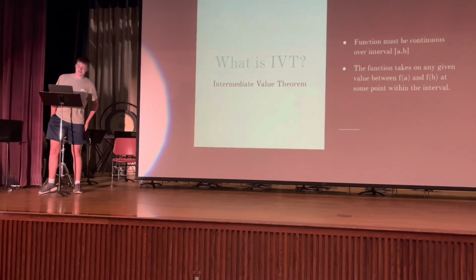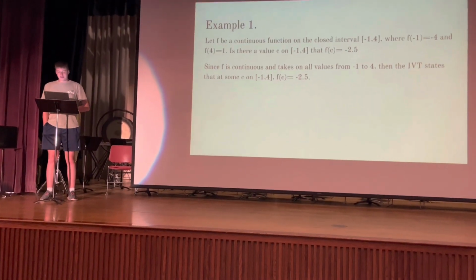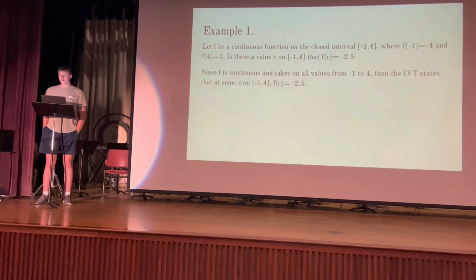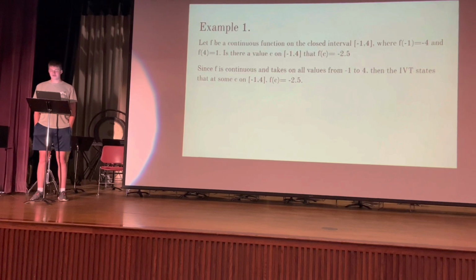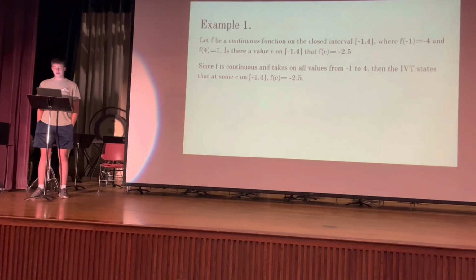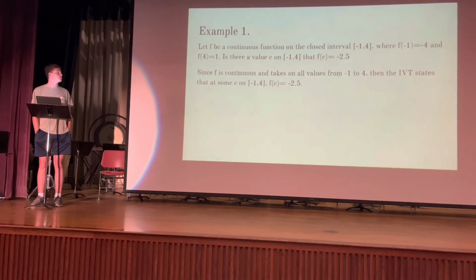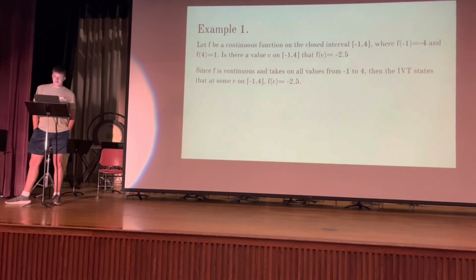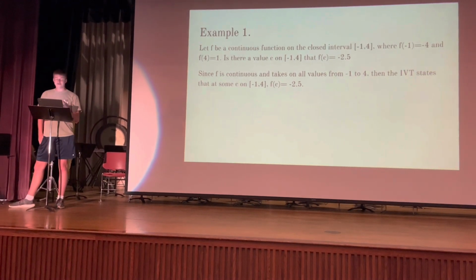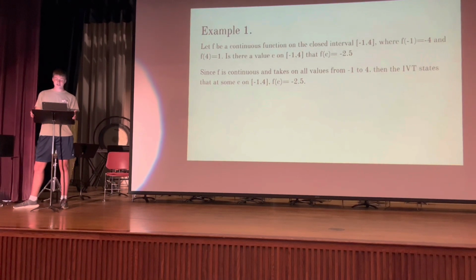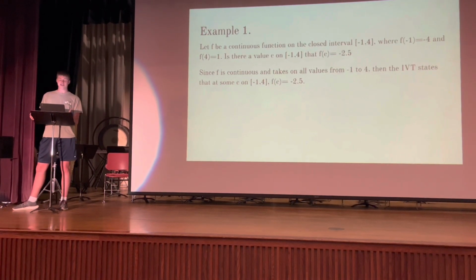So, let's look at an example. Let's suppose f is a continuous function on the closed interval from -1 to 4, where f of -1 equals -4 and f of 4 equals 1. Is there a value c on -1 to 4 such that f of c equals -2.5? Since f is continuous and takes on all the values from -1 to 4, the intermediate value theorem states that at some c on -1 to 4, f of c equals -2.5. That is the intermediate value theorem.